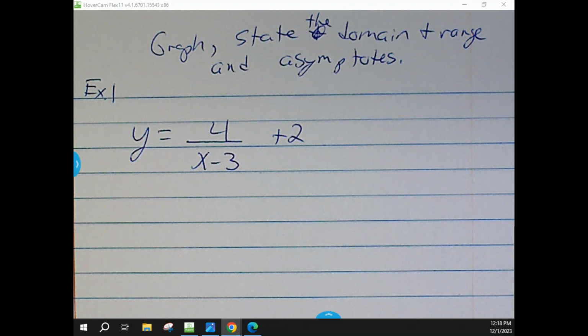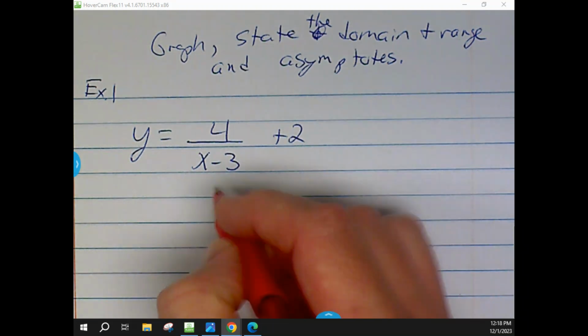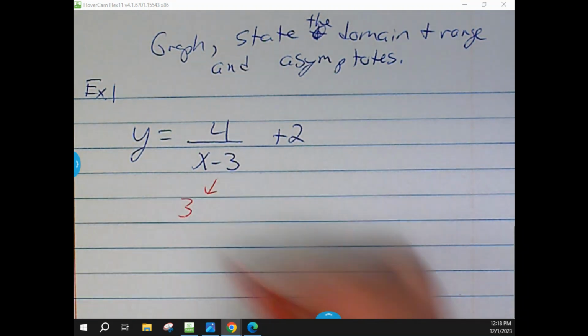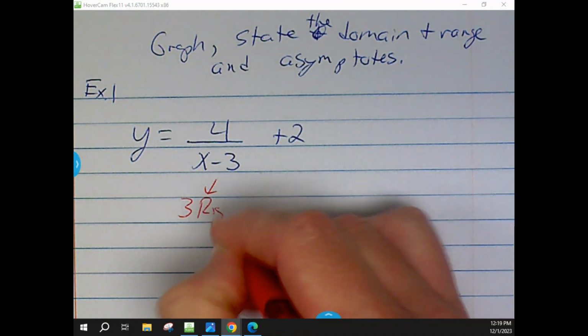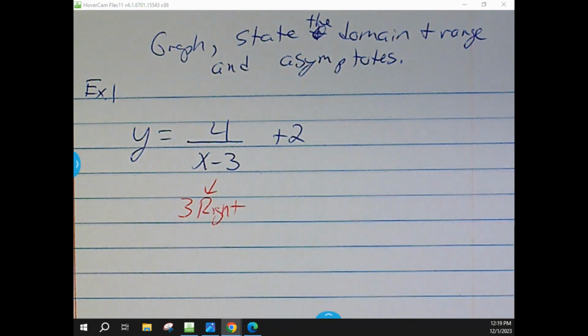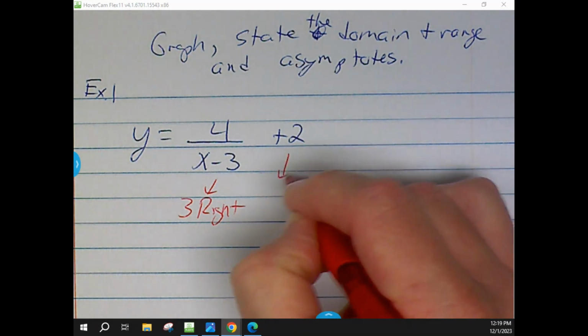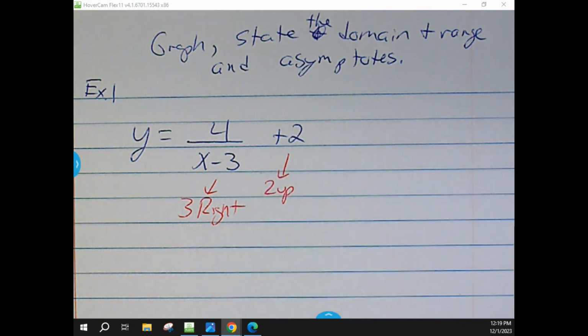But the first thing you have to do is figure out which way we're going to move this thing: up, down, left, right. Well, the -3 in the bottom and the +2, those are the numbers that we're going to move this thing left, right, up, down. So this -3 in the bottom means we're going to move it 3 in the opposite direction, not 3 to the left, but 3 to the right. And a 2 on the outside means we're going to go 2 up.